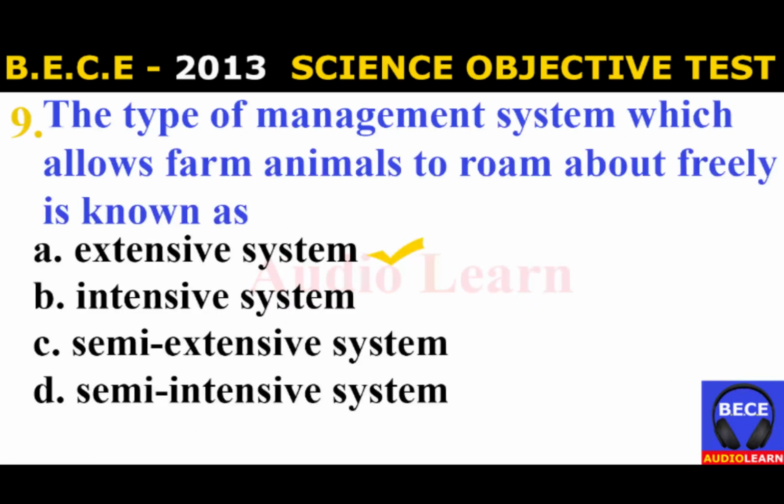Number 9. The type of management system which allows farm animals to roam about freely is known as A. Extensive system. B. Intensive system. C. Semi-extensive system. D. Semi-intensive system. And the answer is A. Extensive system. The type of management system which allows farm animals to roam about freely is known as extensive system.